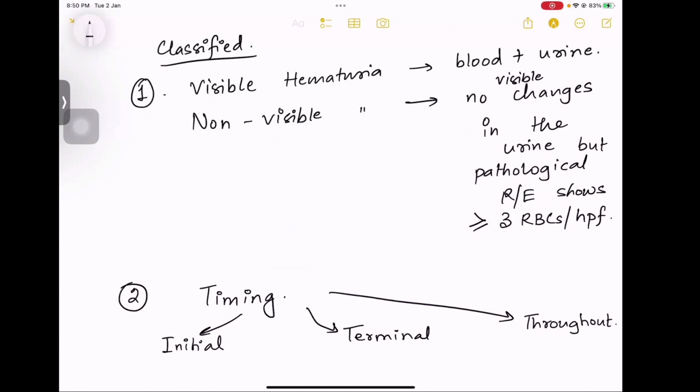Visible is when you can see the blood in the urine that is coming out, and non-visible hematuria is when you do a routine examination and it shows greater than or equal to 3 RBCs per high power field. Now let's see the different classifications according to the timing of hematuria.